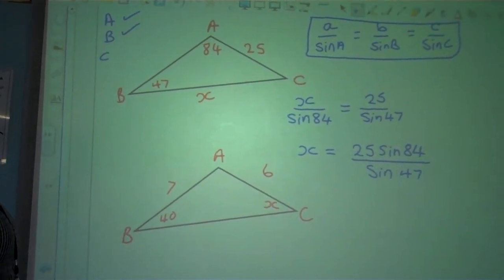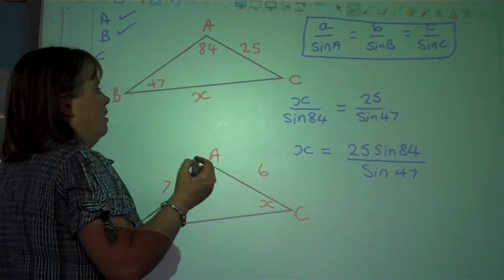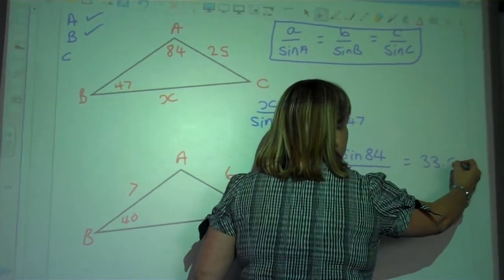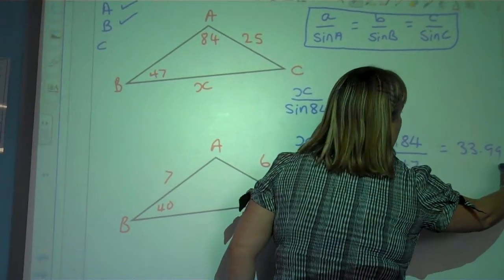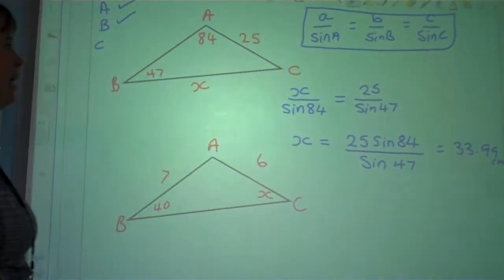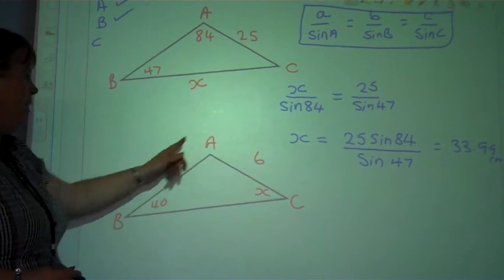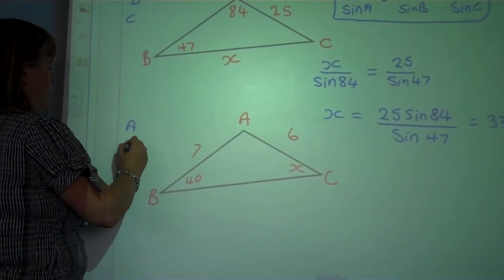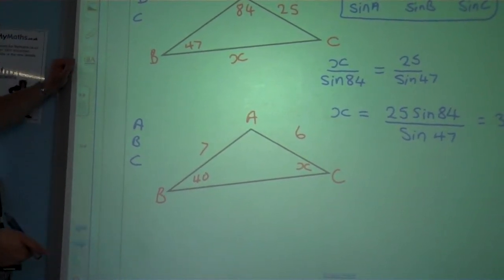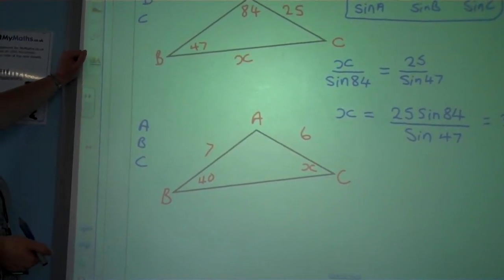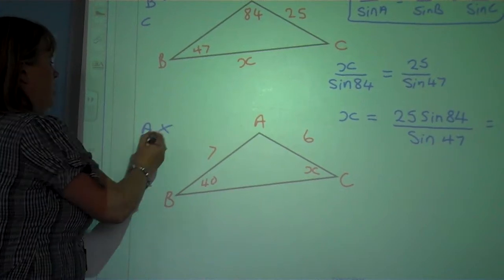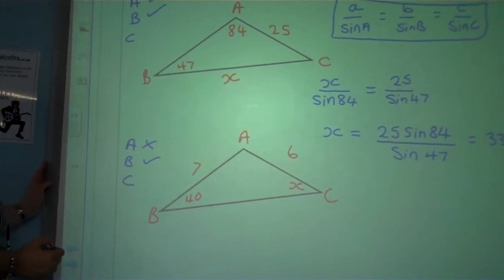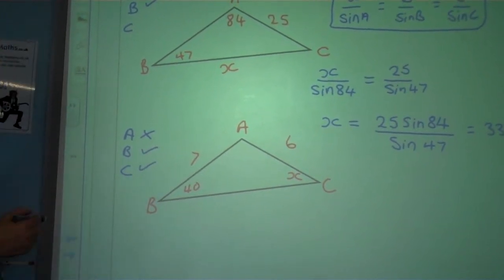What did you get? 33.99 centimetres. Okay? So on this one here, let's have a look whether it's sine or cosine rule first of all. So A, B, C. Have I got a pair for A? No. Have I got a pair for B? Yeah. Have I got a pair for C? Okay, so it's going to be sine rule.